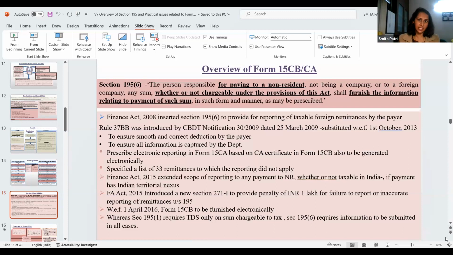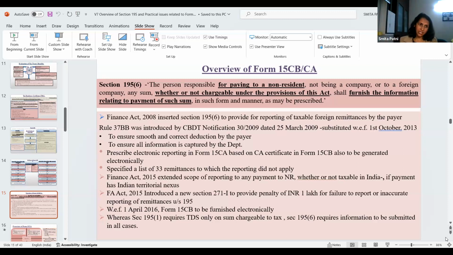So 15CA-CB. Now this is section 195 subsection 6 we have. So 195 subsection 6, the Finance Act brought this in 2008. It says that whatever the information was there, whenever we are making any payment to the foreign taxpayer, the same was to be reported by the payer to the department by way of 15CA-CB.